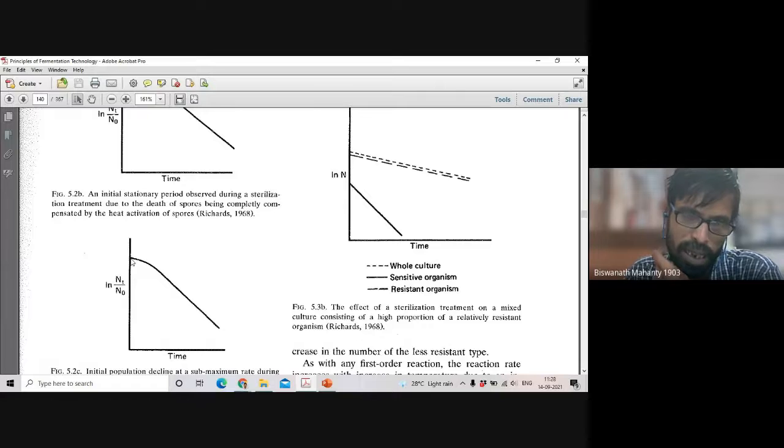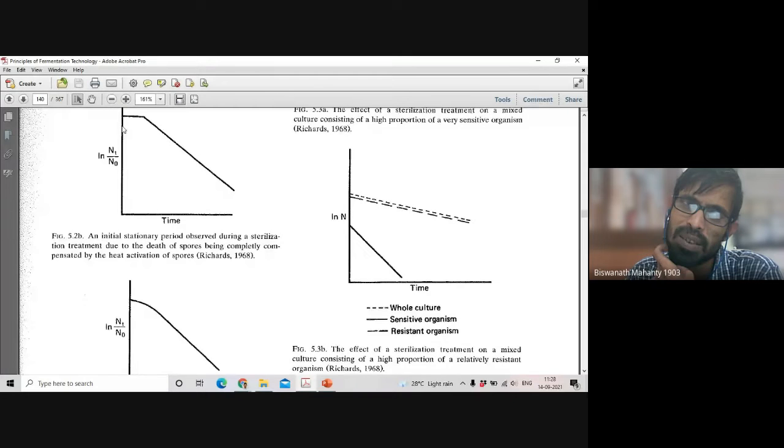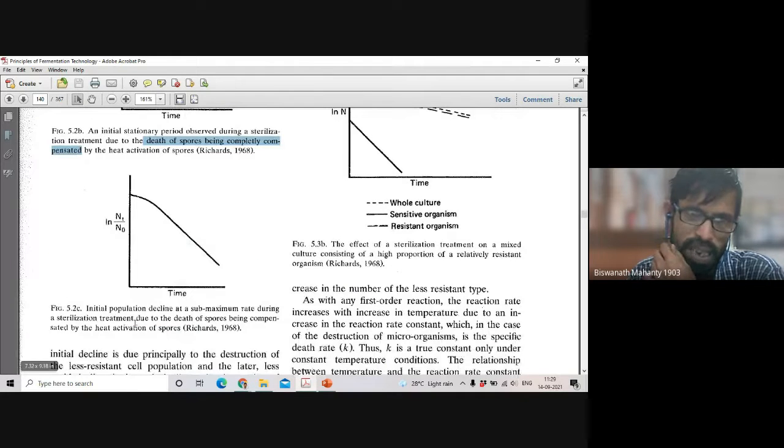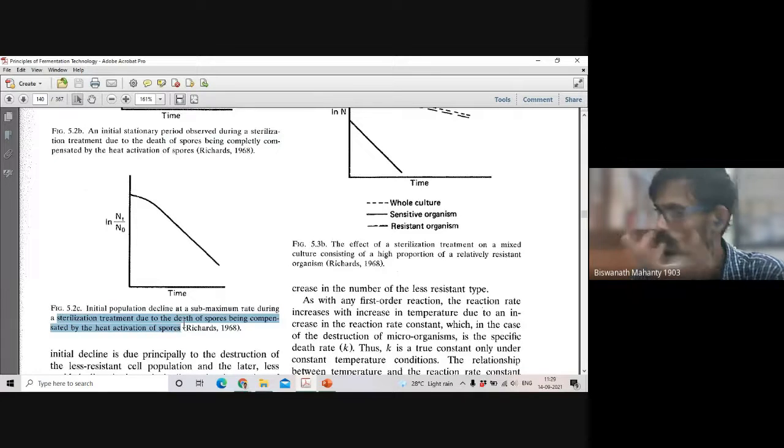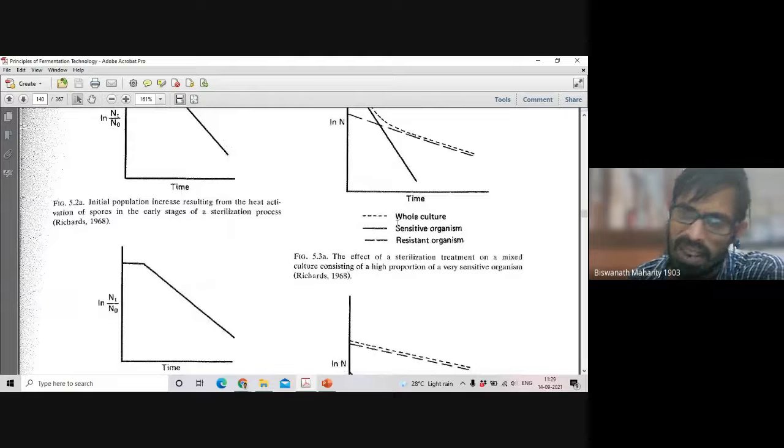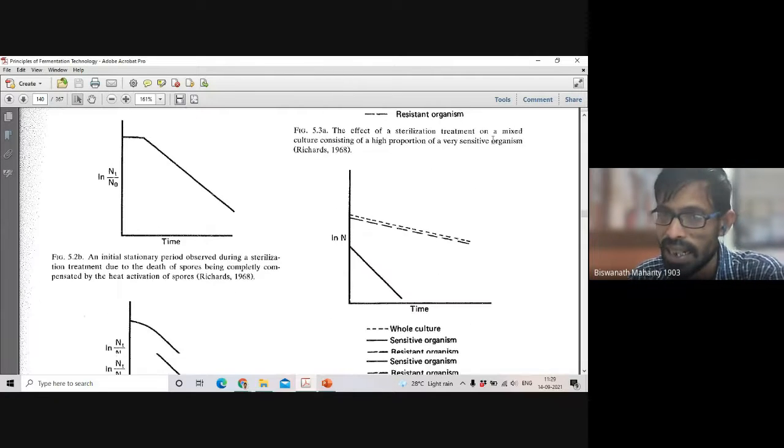Here also, same thing. You see, here it is not constant, but at least there is slow death, then fast death. Slow death and fast death means growth rate is also falling and death rate is also more. So we can always have a point where it was compensated, but here it may not be compensated. So the initial population declines at a sub-maximum rate during the sterilization treatment due to death of spores being compensated by heat activation of spores. Somehow the initial phase looks short, but finally it reaches the same one. So basically, it does not really talk about what the process is. It is just talking about what could be the possibility when we are going for a sterilization in our lab.